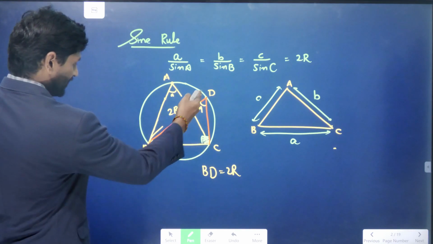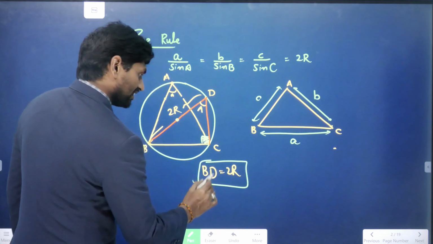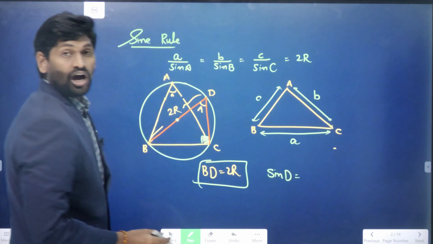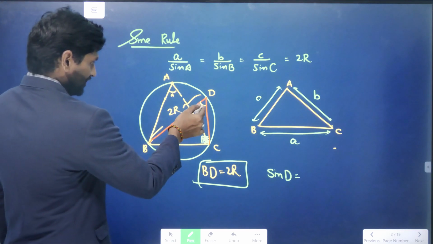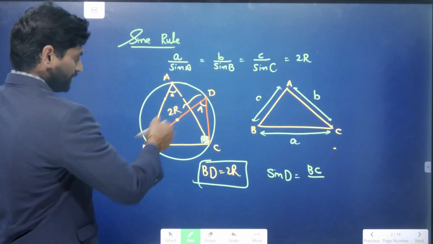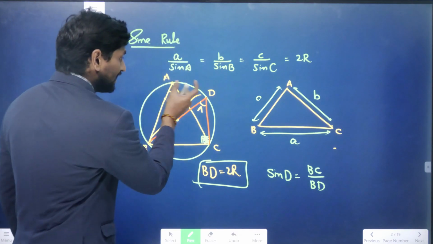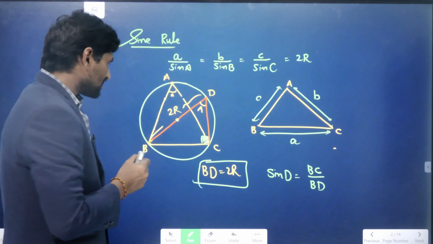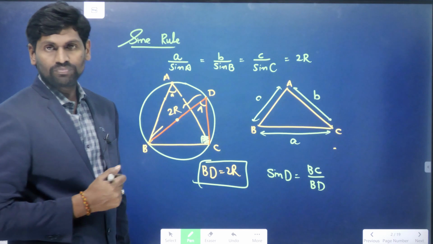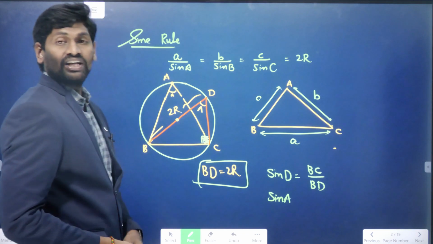Now I am taking this triangle and applying the sine ratio to angle D. Sin D equals opposite side by hypotenuse. So for this D, the opposite side is BC, and the hypotenuse is BD. And we know that angle A and angle D are both equal, right? Because these two angles are subtended by the same chord. So in place of D, I can write A.